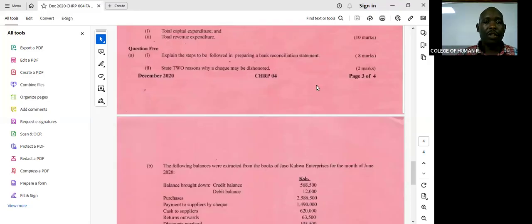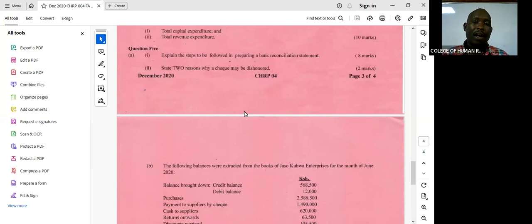December 2020, Chapter 04 paper. Question number 5. So in that question, part 1, you are asked to explain the steps to be followed in preparing a bank reconciliation statement.